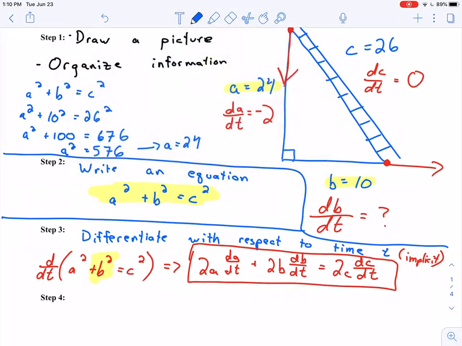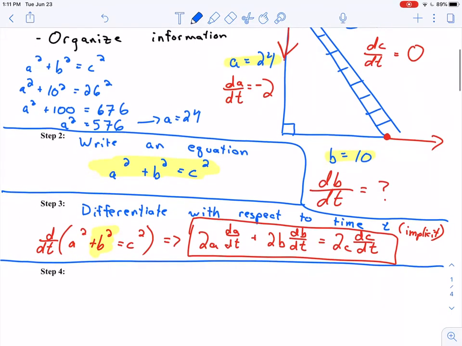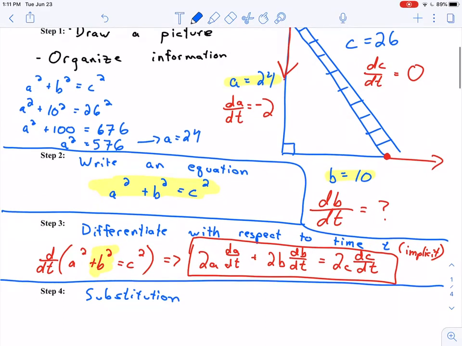The rest of this problem is actually just going to be a little bit of algebra. So if I look at step 4, I'm going to do some substitution. And where am I going to look? I'm going to look back at step 1, because I have all of this information. Very clearly laid out. This is why I think that first step is so important.